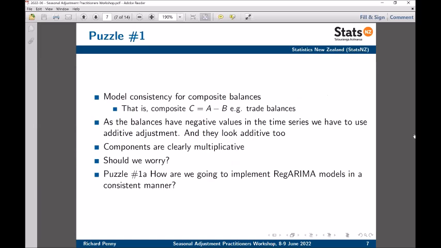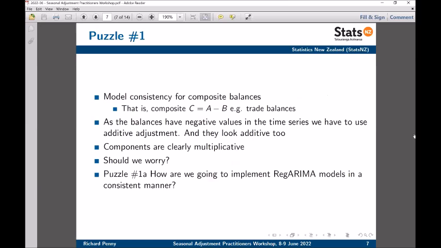So puzzle number one, model consistency. Now, there's a lot of work in the econometrics literature about model consistency of aggregate series. They call it aggregate series rather than composite. Say your ARIMA models for your components compared to your ARIMA models for your total.